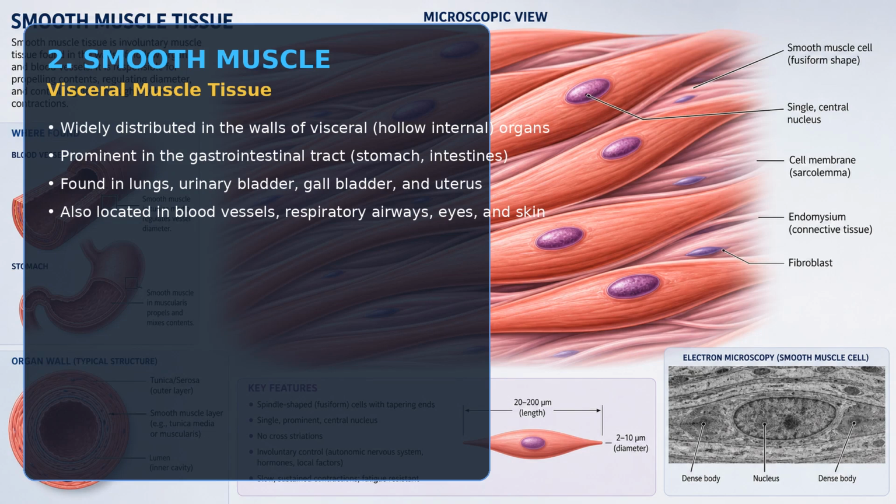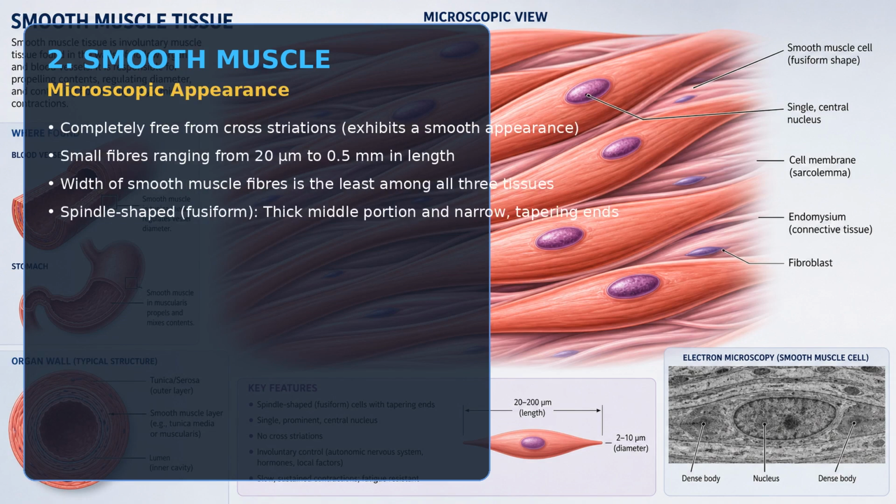Next, we examine smooth muscle tissue, often referred to as visceral muscle tissue. This type is widely distributed throughout the walls of hollow visceral organs, including the lungs, stomach, intestines, urinary bladder, gallbladder, blood vessels, airways, eyes, and skin. Unlike cardiac and skeletal muscles, smooth muscle fibers completely lack cross striations, giving them a smooth, uniform appearance under a microscope.